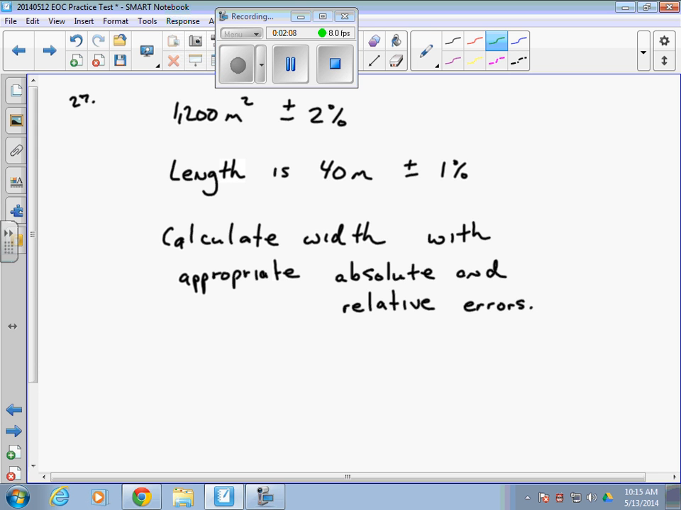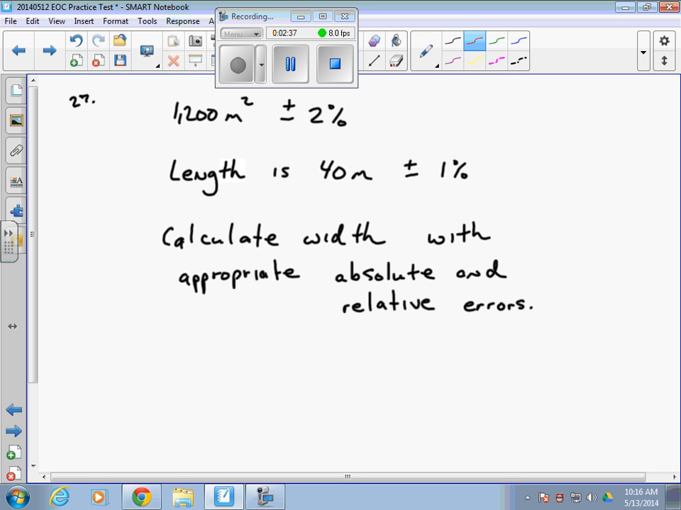On the back, it says Ivan measures the area of a rectangle to be 1,200 square meters plus or minus 2%. The other person measures the length to be 40 meters plus or minus 1%. It says calculate the width. Well, we know it's 1,200, and it says to do it with appropriate absolute and relative errors. It's not as hard as it looks.